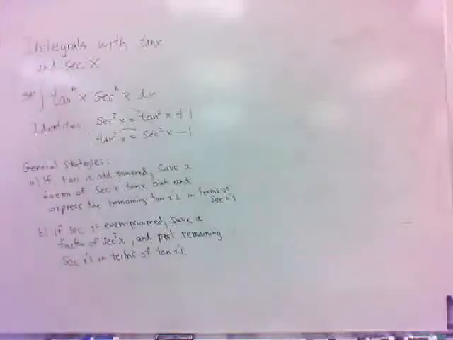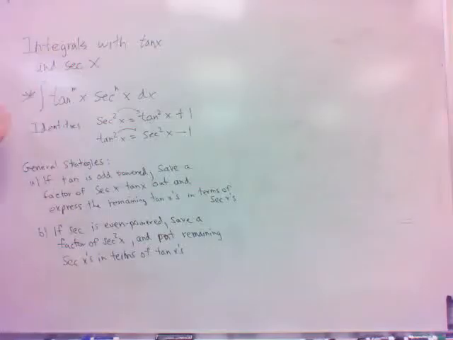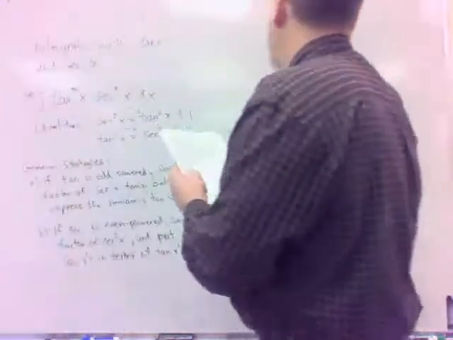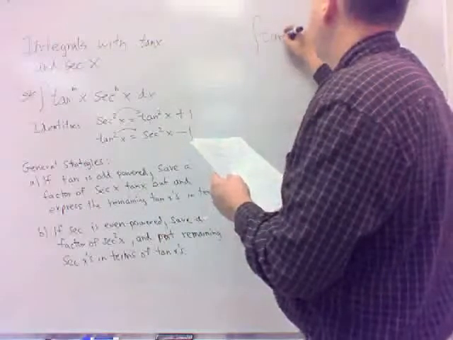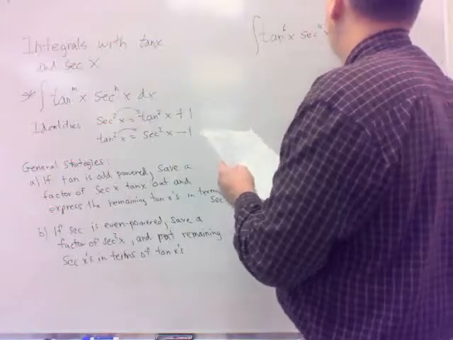It gets complicated. Like I said, it's got to be pretty special. I mean, you have to have tangent to a power and secant to a power for this to work. So if it's only tangent, if it's only secant, I'll mention that too later. But okay, let's do one. Integral tangent to the 6th x, secant to the 4th x dx.